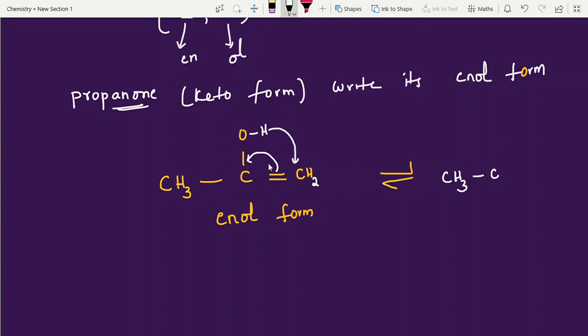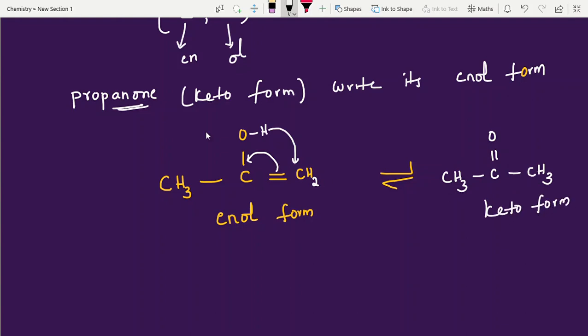This is C. See, the double bond shifted here, no? See, one bond shifted here, no? Already one bond is there that you have written. And this bond shifted here, the double bond goes. Now oxygen. This hydrogen has gone here. That's it. This is the keto form.